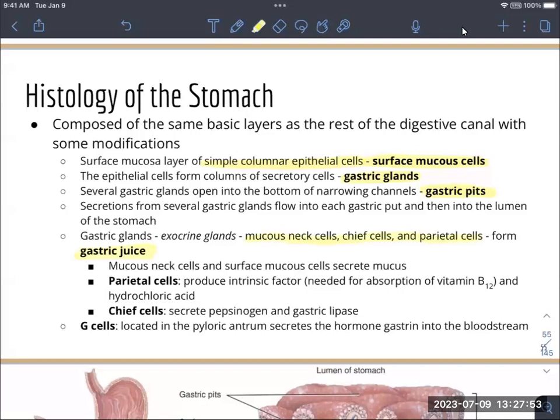The parietal cells specifically secrete intrinsic factor. They also secrete hydrochloric acid. Again, that intrinsic factor is secreted so we can absorb that vitamin B12. Hydrochloric acid is going to help denature those proteins and kill bacteria. That makes that stomach a very acidic environment. Those chief cells, they're going to secrete pepsinogen and gastric lipase. Those G cells, gastrin.